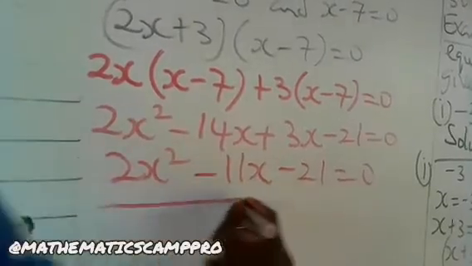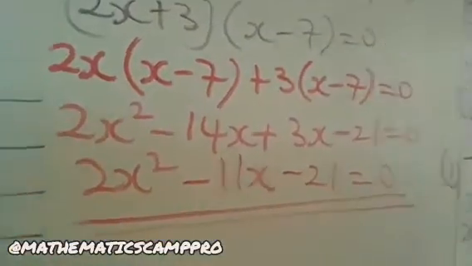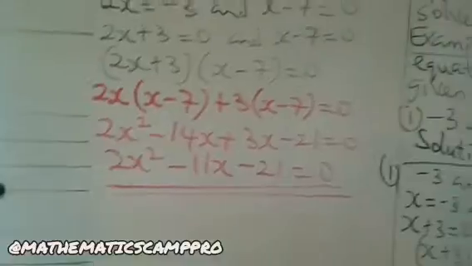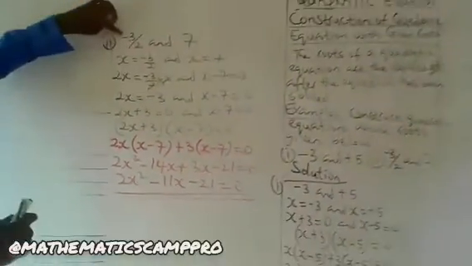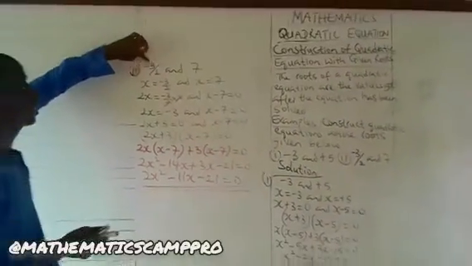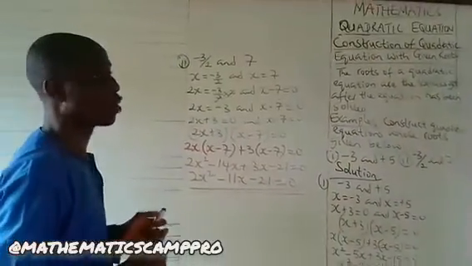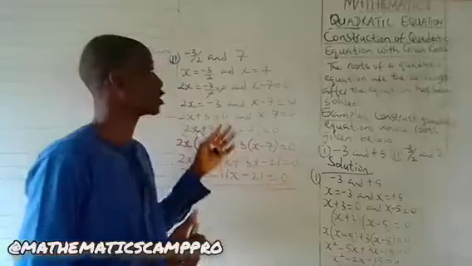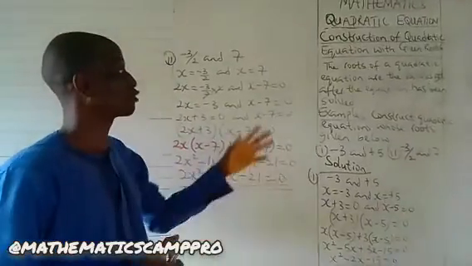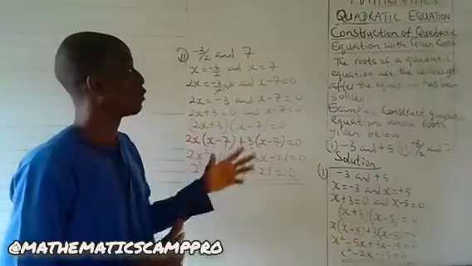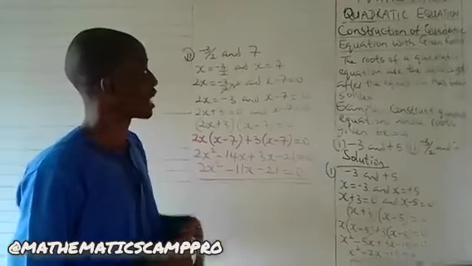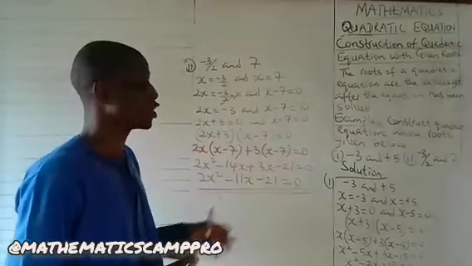Now we have been able to construct the quadratic equation from this given root, which is minus 3 over 2 and 7. Now viewers at home, I hope you have rightly enjoyed this segment, and as we move to the next segment, I hope you will rightly understand quadratic equation more. See you in the next segment.